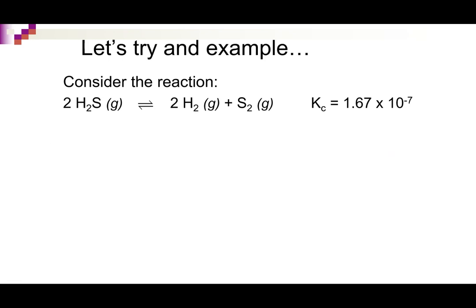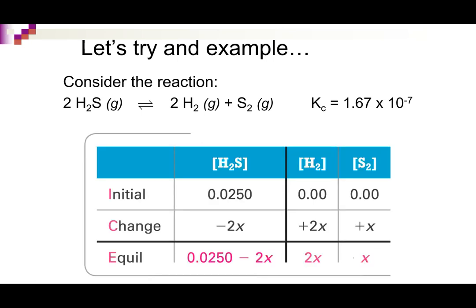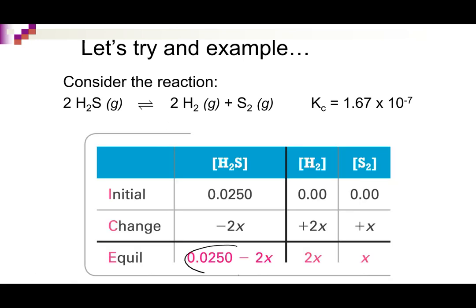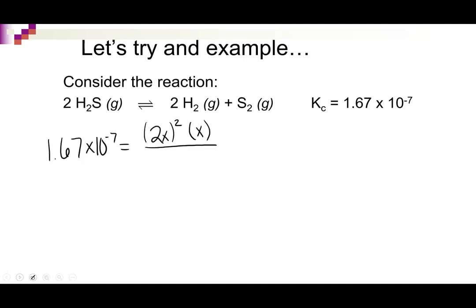Okay, so let's put in our K equation now. K is 1.67 times 10 to the negative 7th. We're going to do products over reactants. So our products were 2x and x, so we're going to have 2x squared times x. And our reactant was this guy right here, so we're going to have 0.025 minus 2x, and that is squared.